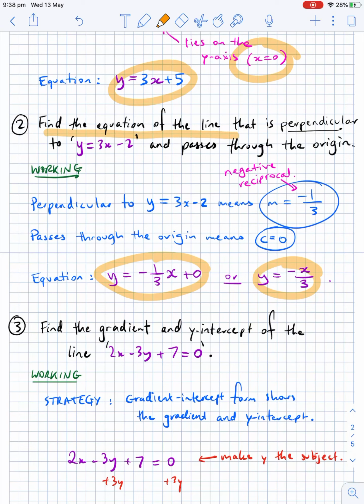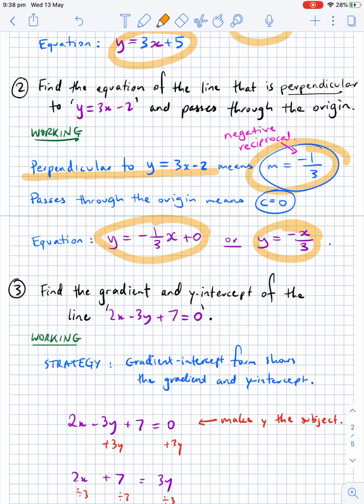Question 2: find the equation of the line that is perpendicular to this equation and passes through the origin. Okay, so if we know our line is perpendicular to this equation here, the gradients are going to be the negative reciprocal of each other. So this gradient of 3, we can use that to find the negative reciprocal because it's perpendicular. So 3 over 1, if we flip that and change the sign, becomes 1 over 3, and the positive version becomes the negative version. So that is the desired gradient for this equation that we're trying to find.